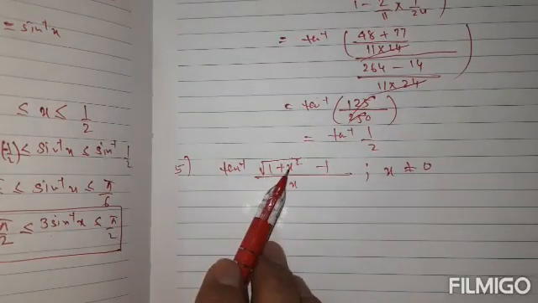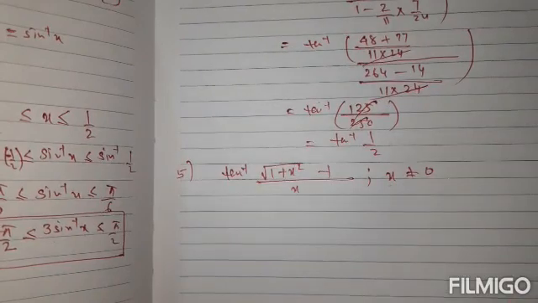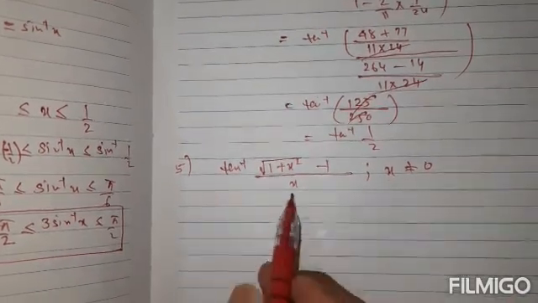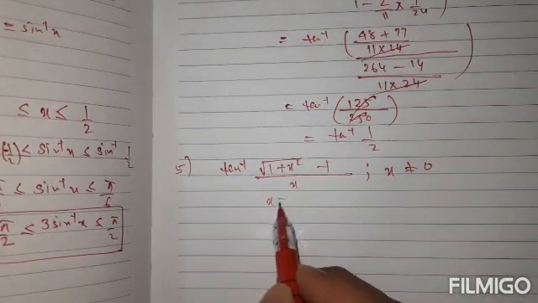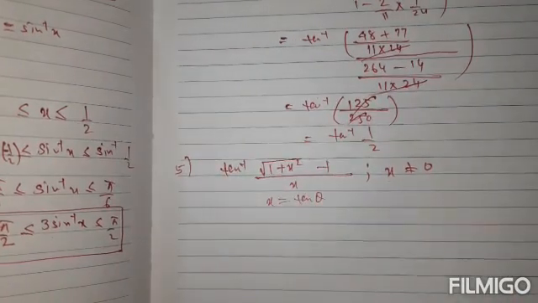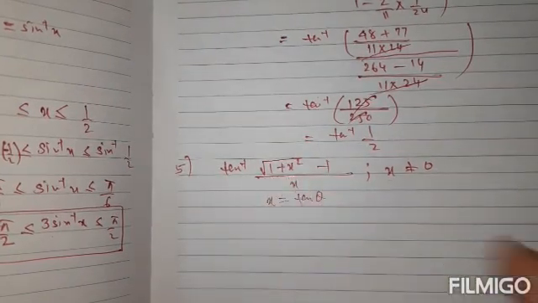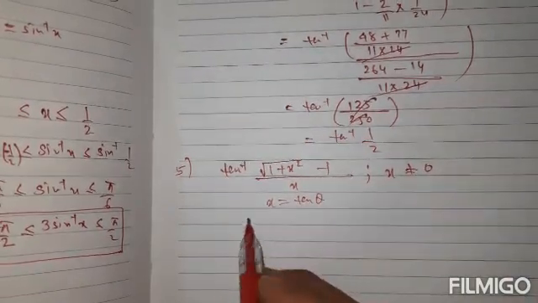See here it is 1 plus x square. Always remember, whenever we get the expression 1 plus x square, then we should do the substitution x as tan theta. If 1 minus x square is given, then do sin theta. And if x square minus 1 is given, then do sec theta. Here it is 1 plus x square, so we'll do x equal to tan theta.